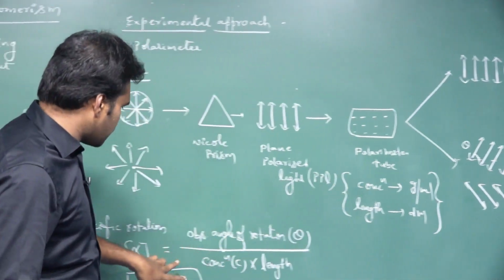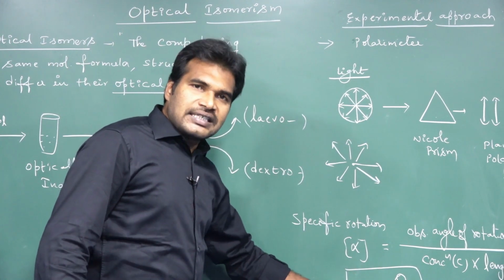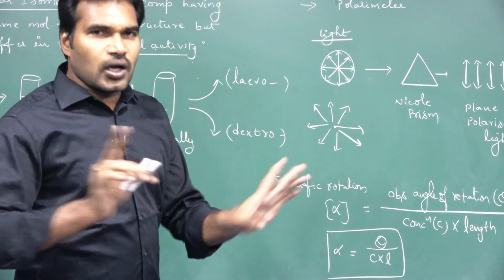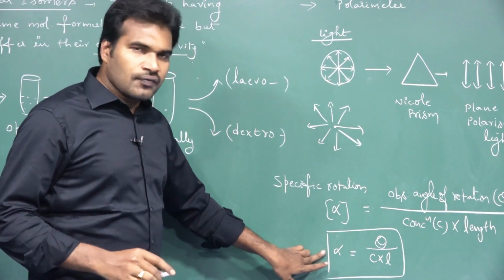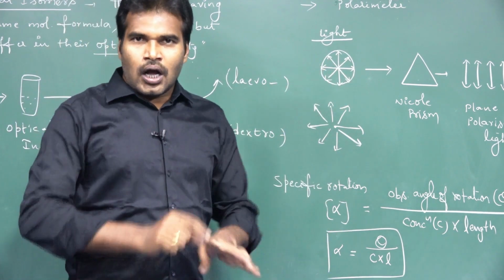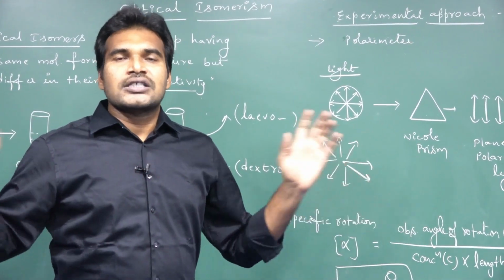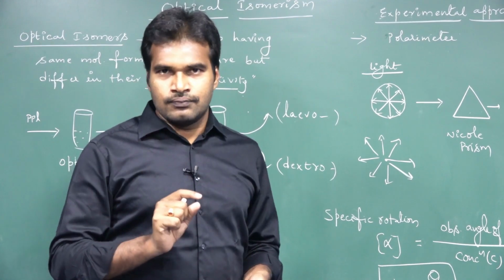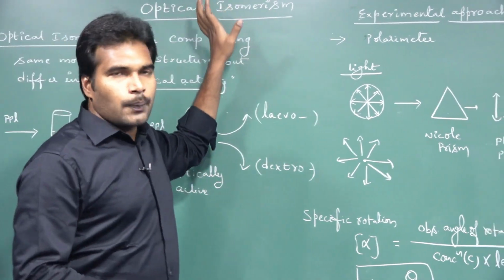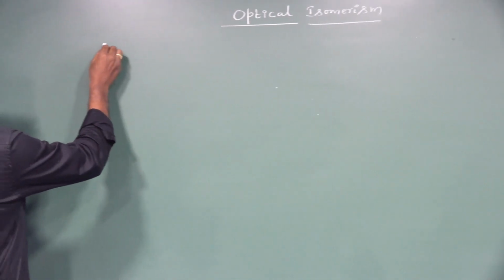Okay, so by using this formula, specific rotation alpha is equal to theta by C into L, we can calculate the specific rotation of the given compound. But remember that the specific rotation is specific and unique for a particular compound. All compounds do not have the same specific rotation, they have different specific rotations, and that's a fixed value. Okay, so remember that point. So this is about the experimental approach of optical activity. Next, move on to the theoretical approach of optical isomerism.